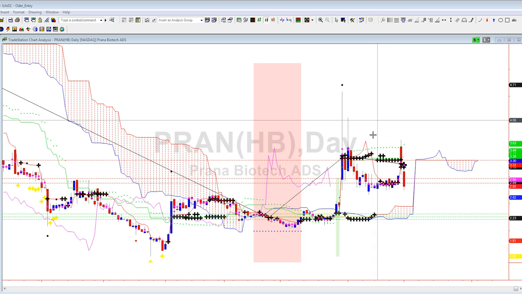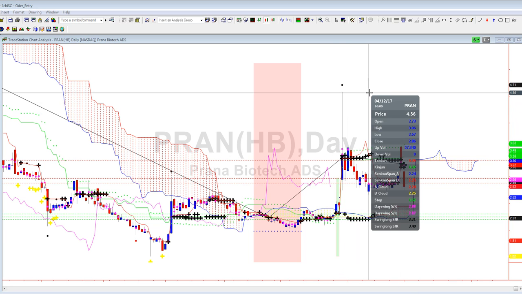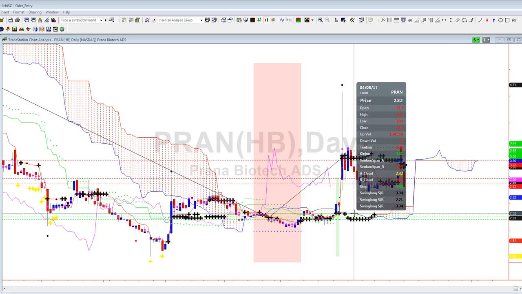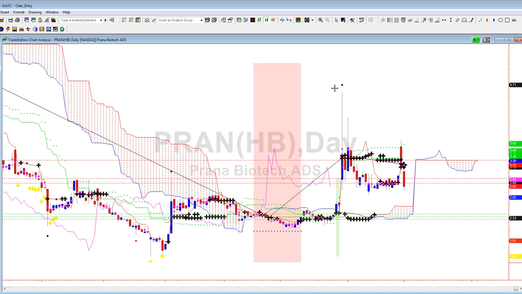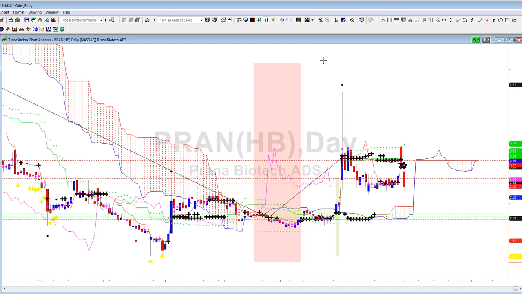Then you had the big volume spike. However, this went as high as 4.56. So I would not have waited around if I owned this at $2.30 or $2.40, or even 2.49 was the high. If I owned it at 2.50, at 4.50, I'm not even in it at 4.50. I'm at $3.50, $4, I'm gone. See you later.